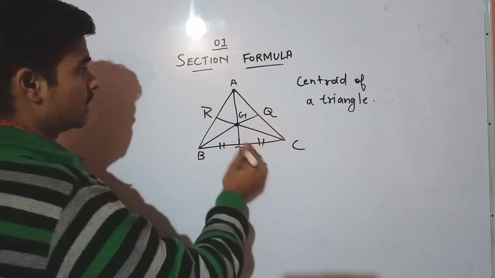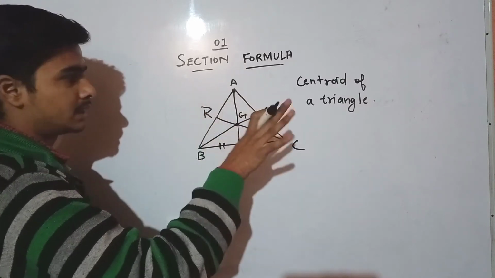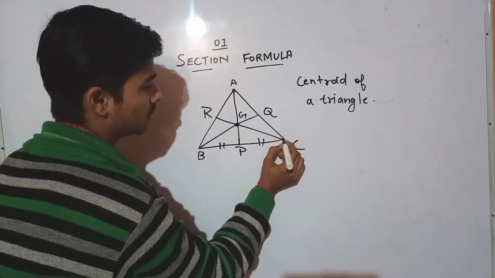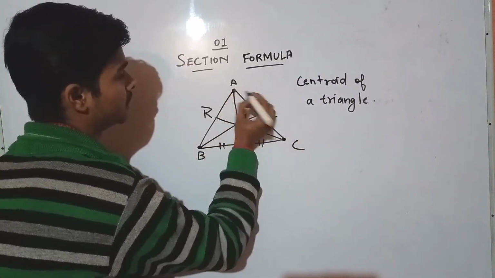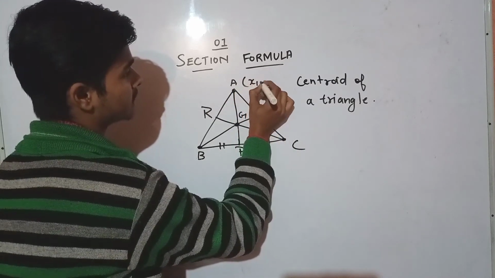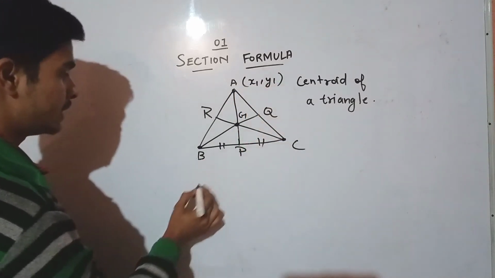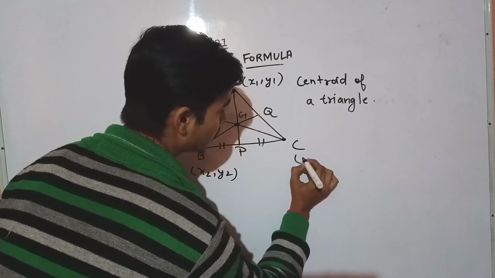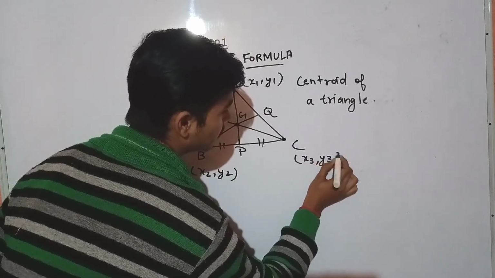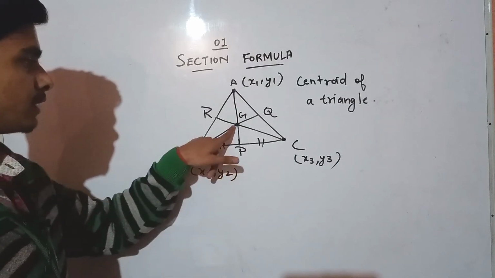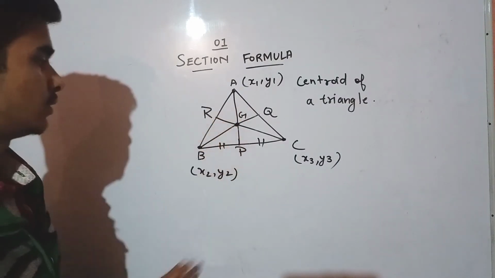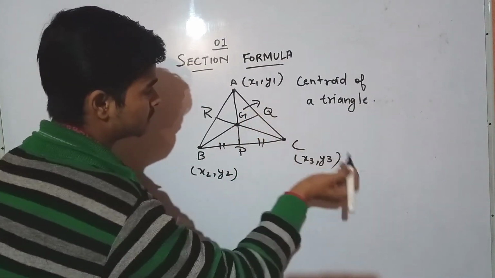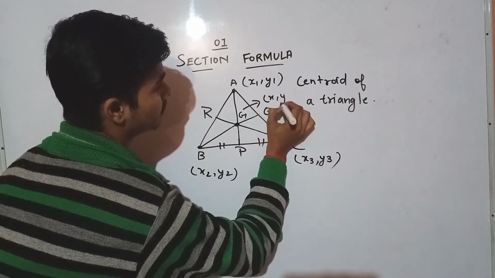Suppose this is a triangle and you can clearly see that there are 3 points A, B, C, which are the extreme points. This is all the vertices of this triangle. Suppose the coordinate of A is x1 comma y1, the coordinate of point B is x2 comma y2, and also the coordinate of point C is x3 comma y3. Now we need to find the coordinate of this point G. So how are we going to find this G? Let us assume that the coordinate of point G is x comma y.